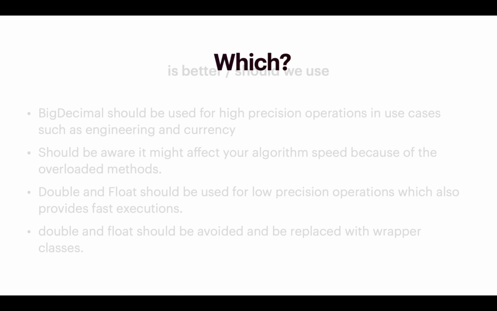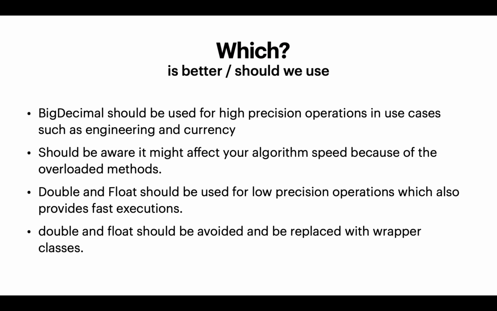Again, which is better, or which should we use? Again, there is no single rule of thumb that we should use BigDecimal across all places. You know that BigDecimal is only for use cases like currency and engineering and industrial calculations where precision matters. It does slow the algorithmic speed, whereas double and float can be used at every other place where you don't see precision as a big problem.